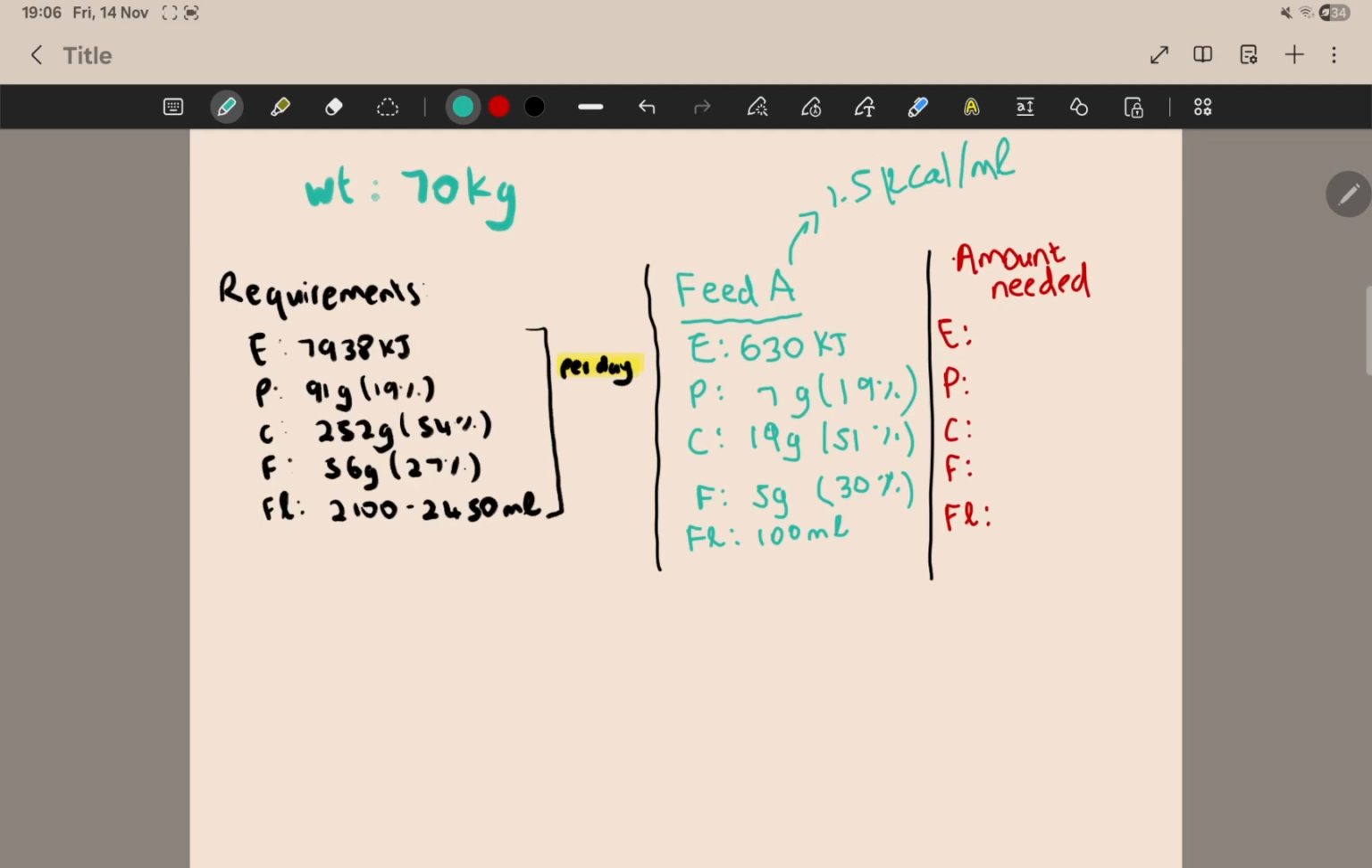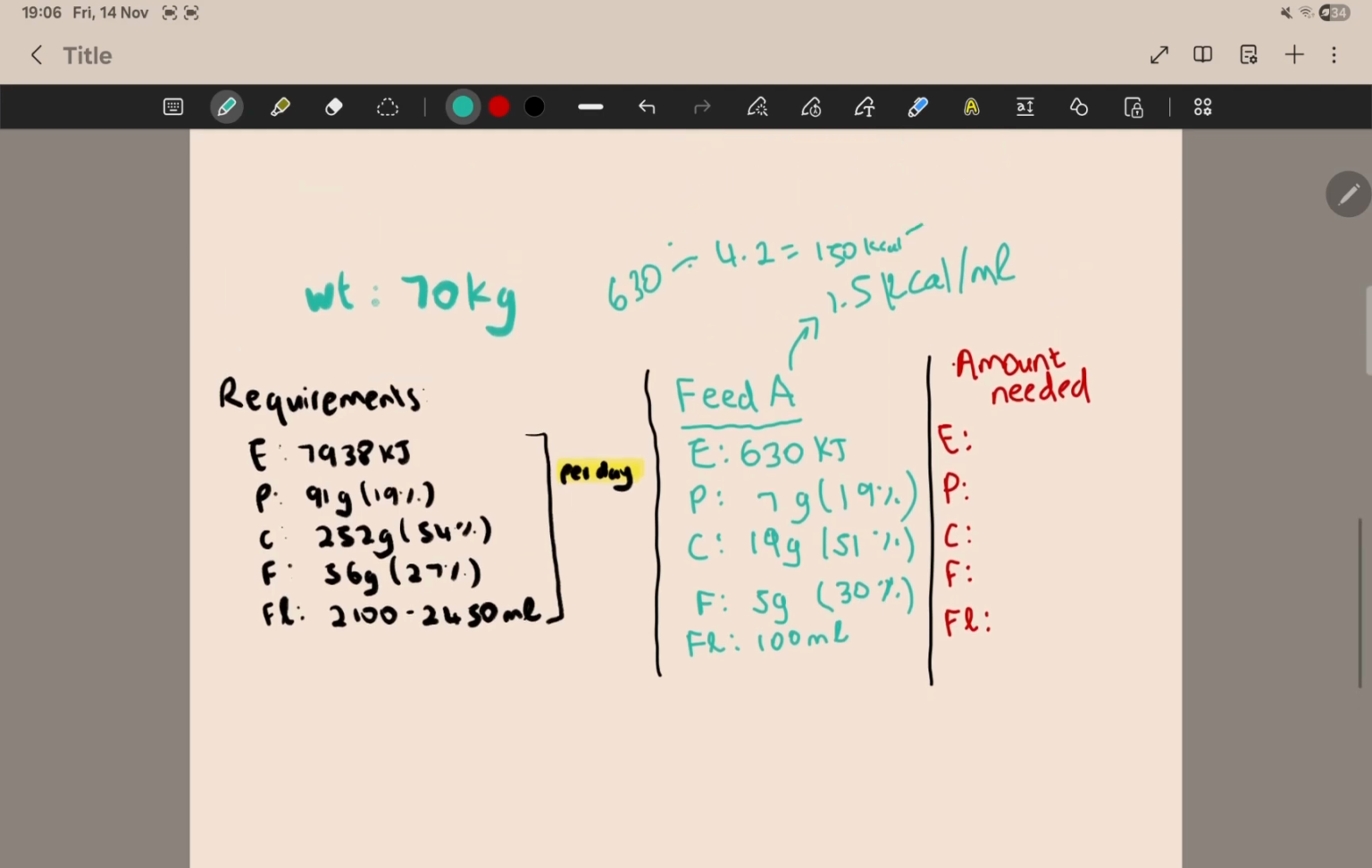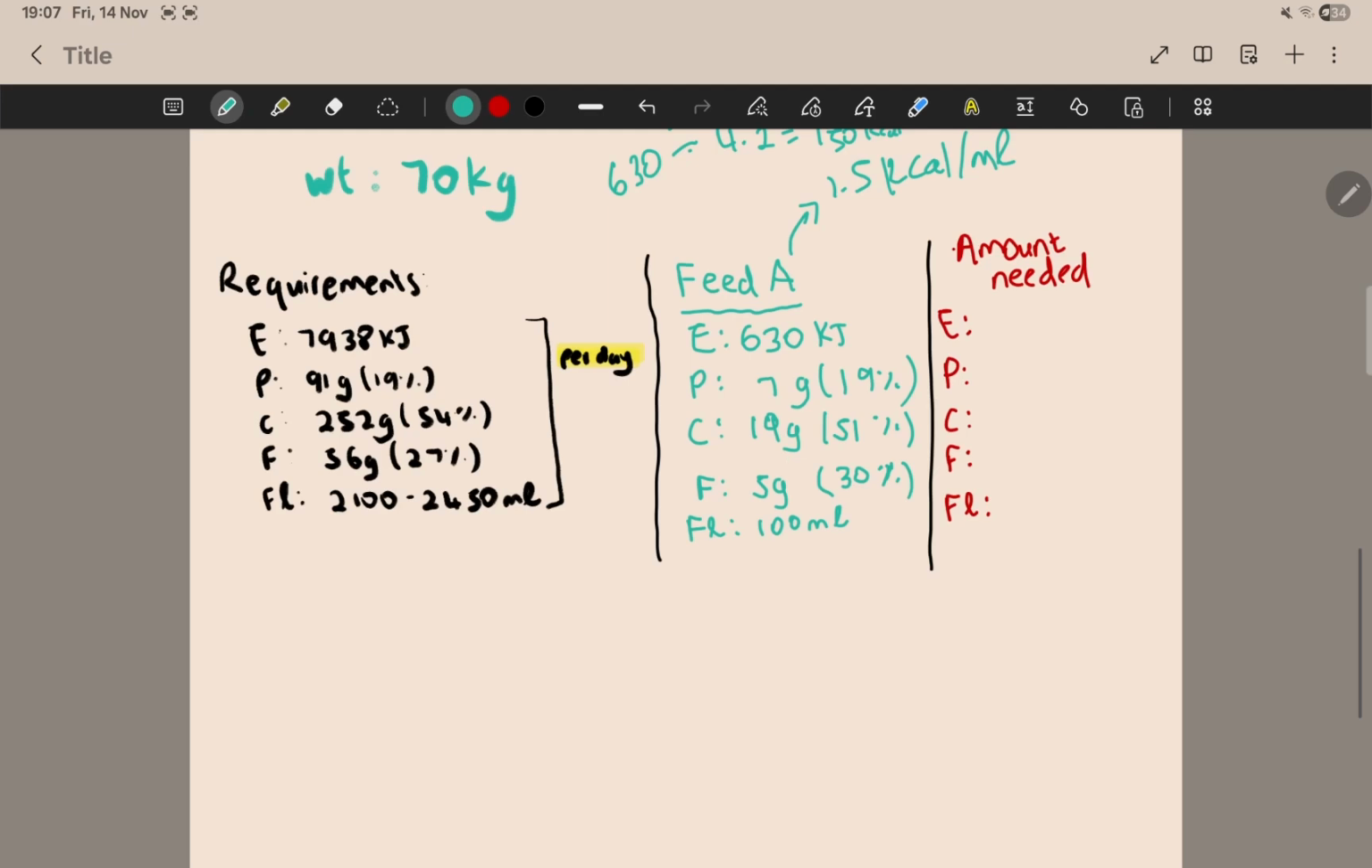How did I get that? So I simply just took 630 divided by 4.2. That gave me 150 kcal, and then if you divide it by 100, you get 1.5 kcal per ml. This is 150 kilocalories in 100 ml. Okay, so we know that this is a high energy feed.